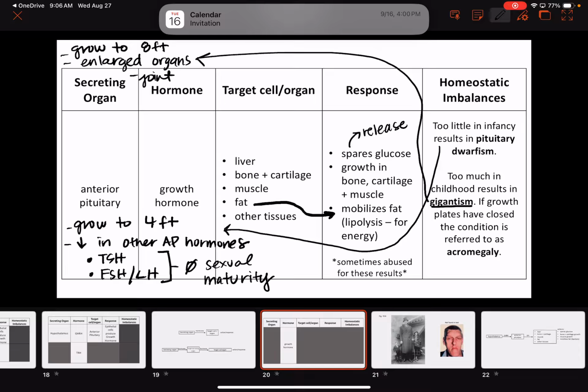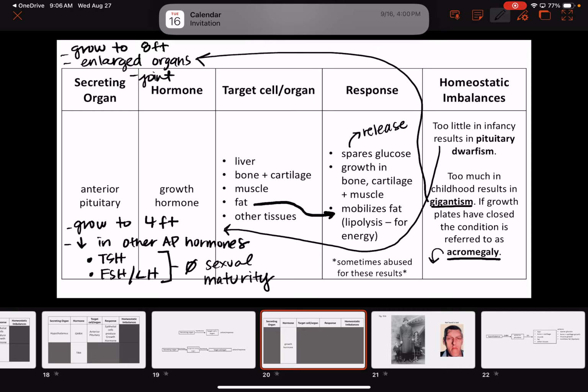Now, gigantism is usually reserved for those that have too much growth hormone during childhood, so before their growth plates have closed. If they continue to have growth hormone being released too much after their growth plates have closed, it's a different condition called acromegaly. So if the growth plates have closed, the condition is referred to as acromegaly.